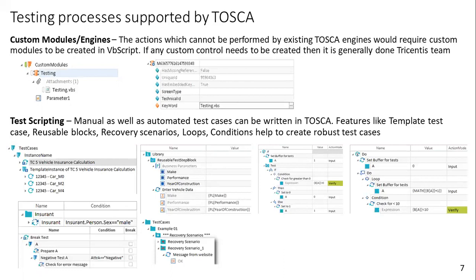Now, test scripting. This is where Tosca gives you lots of concepts to make your test case very robust. And that is what I was telling you, Siddharth, that Tosca is way beyond identifying the test object. Once you have identified the test object, you convert it into the test case. But in the test case, you need to know the features by which you can optimize it. Whether your test case is allowed to have an if condition or not. Yes, you have the if condition.